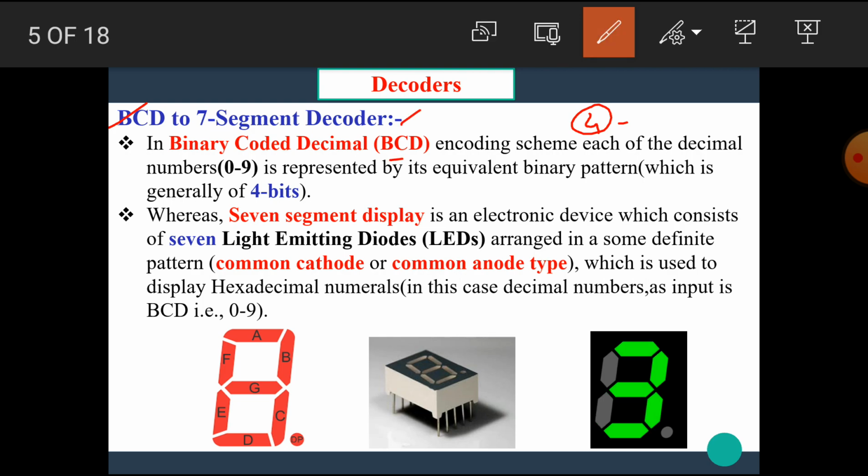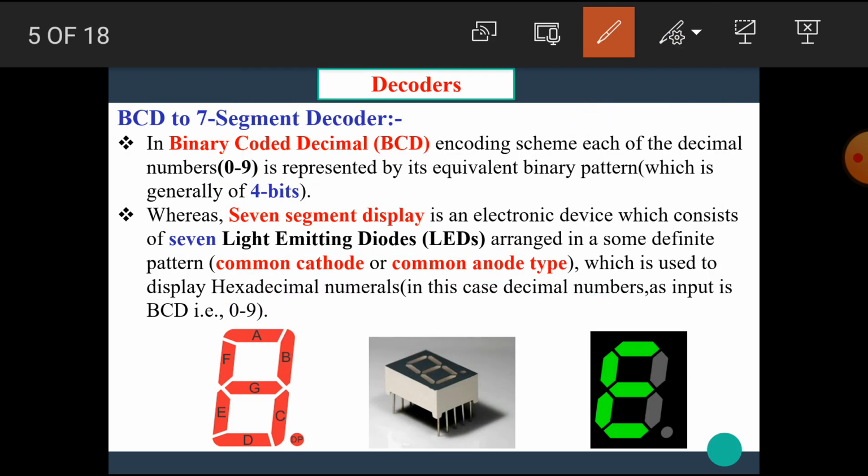In the binary coded decimal, that means BCD encoding scheme, each of the decimal numbers 0 to 9 is represented by its equivalent binary pattern, which is generally of 4 bits. Whereas the 7 segment display is an electronic device which consists of 7 light emitting diodes, that means LEDs, arranged in such a definite pattern, common anode or common cathode, which is used to display hexadecimal numbers. In this case, we are going to see only the decimal numbers from 0 to 9.